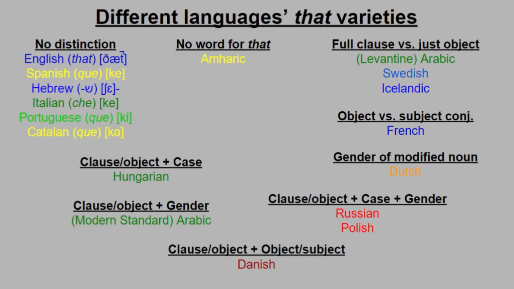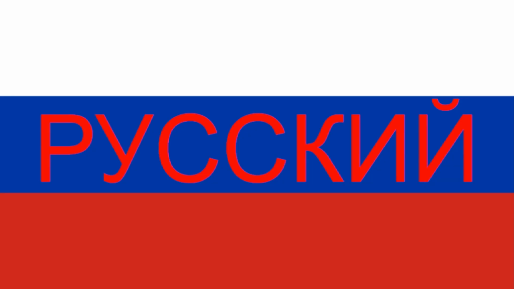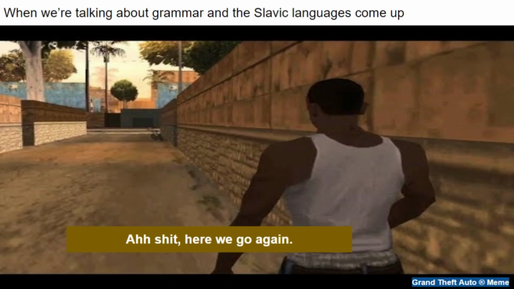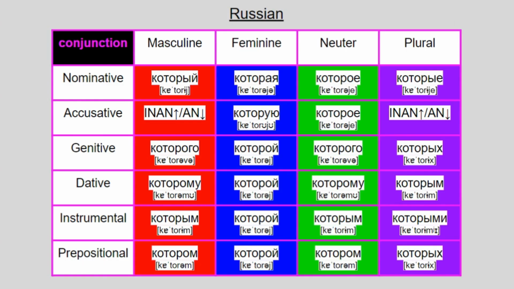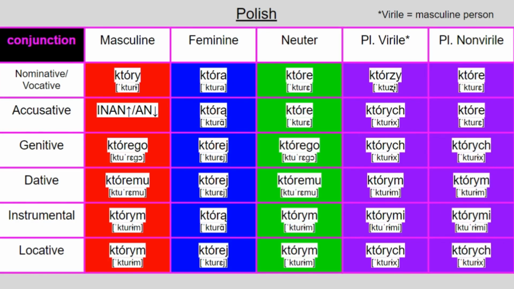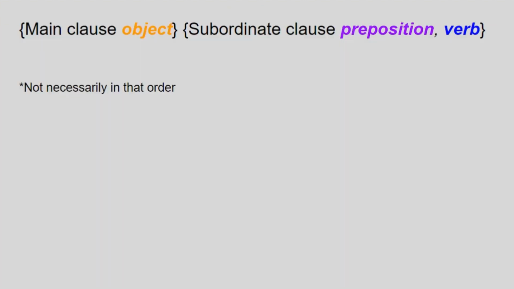Here's a chart showing all the languages I've learned and what category they fall into. The boss level of this concept is Russian and Polish, Slavic languages, which both make all of the distinctions possible. They use что and że respectively for the entire clause conjunction, while for the object-only conjunction they use которые and które respectively, and then they inflect it for whatever gender, case, and number forms are necessary, and there may also be a preposition in front of it. That last point leads us perfectly into the next section.